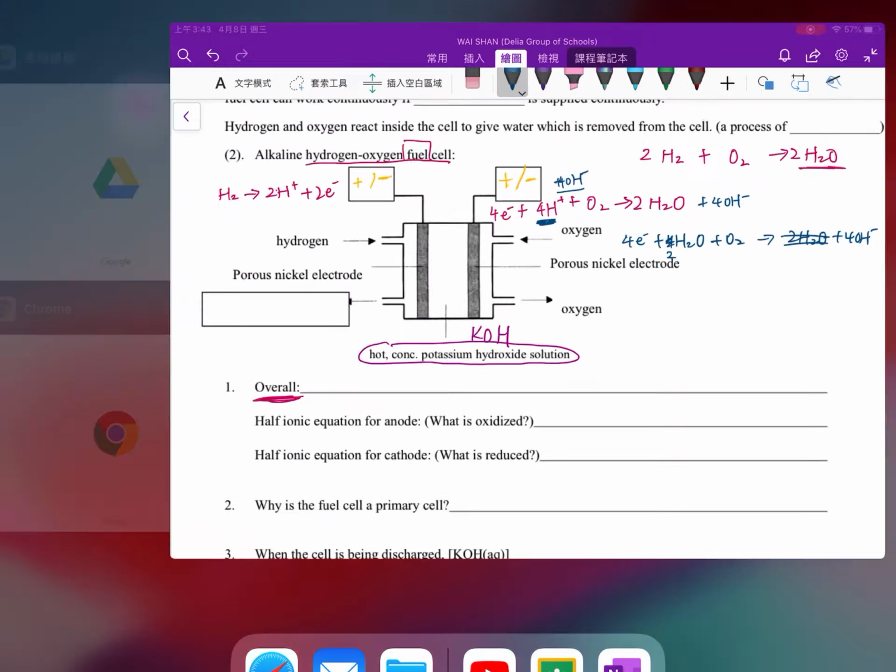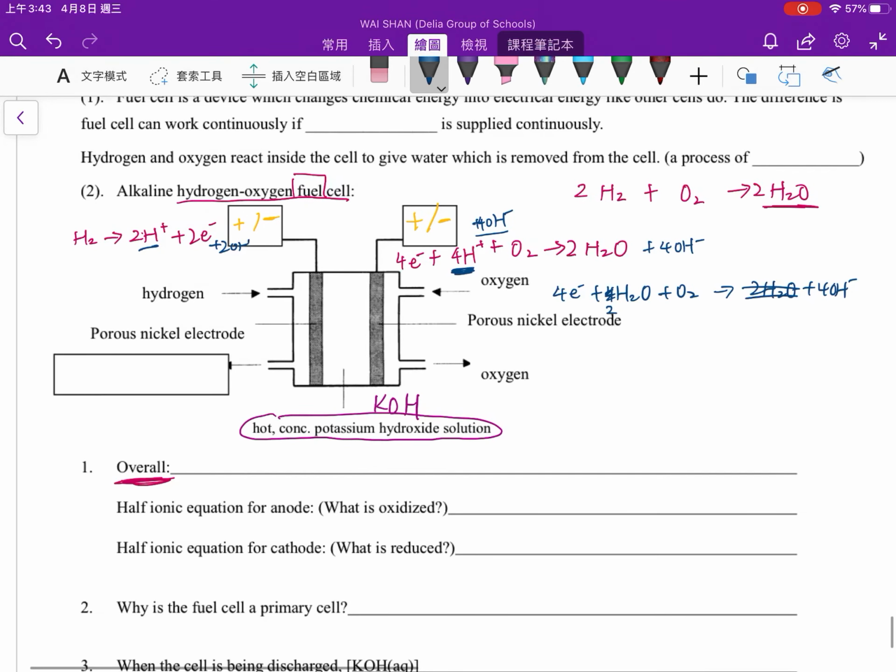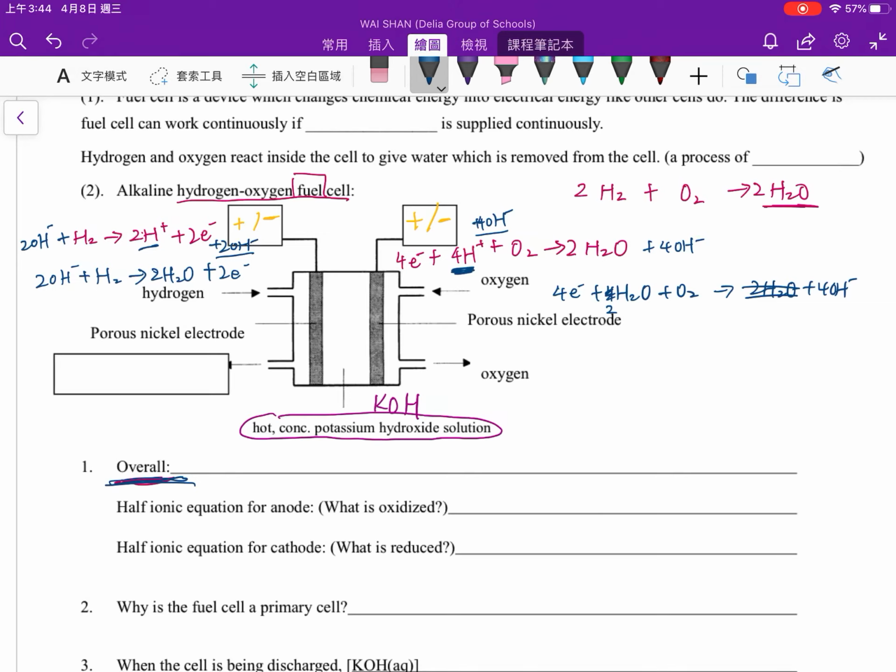And how about this one for hydrogen? Because there are 2 hydrogen ions, I will add 2 hydroxide on each side to keep the left hand side equal to the right hand side. And the 2 hydrogen ions and the 2 hydroxide ions will combine to become 2 water. Okay, so it's done. What you have to do is complete the overall chemical equation.